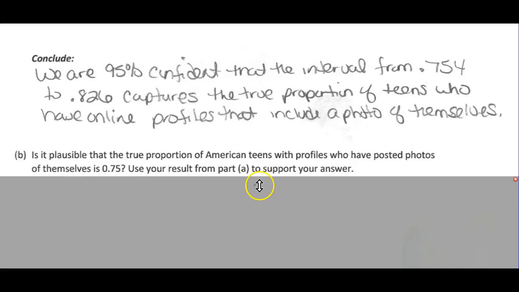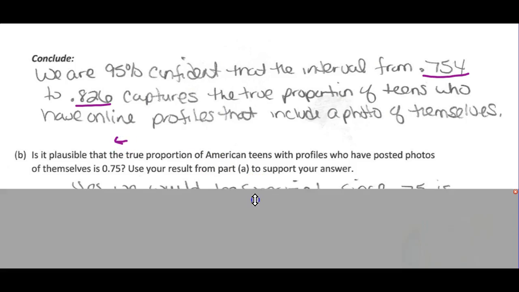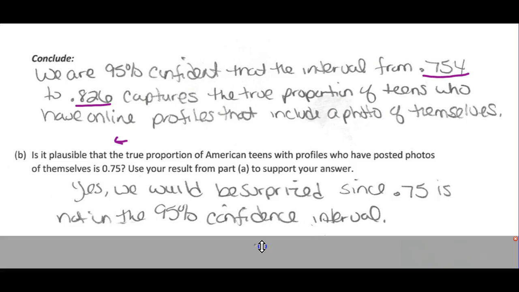Is it plausible that the true proportion of American teens with profiles who have posted photos of themselves is 0.75? So we found here 0.754 and 0.826. Is 0.75 in this? And the answer to that is no. It is below what we found. So yes, we would be surprised because 0.75 is not in our 95% confidence interval.